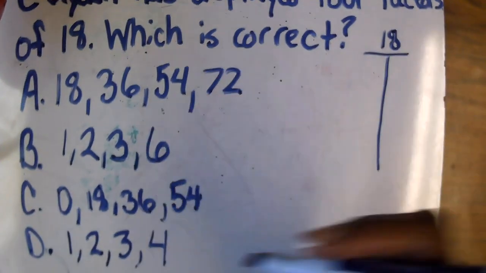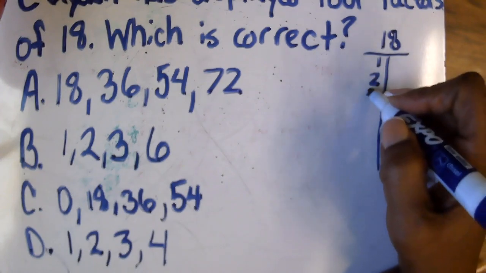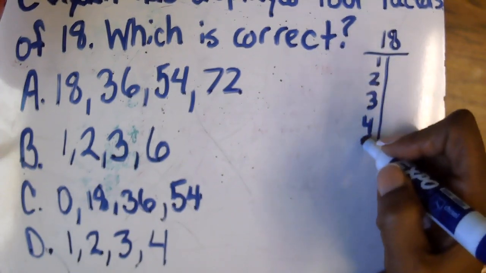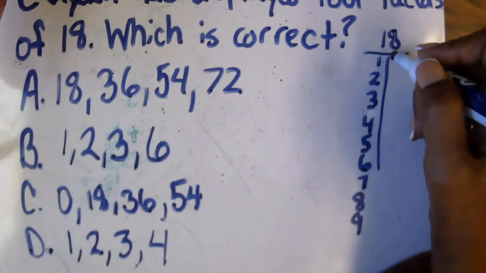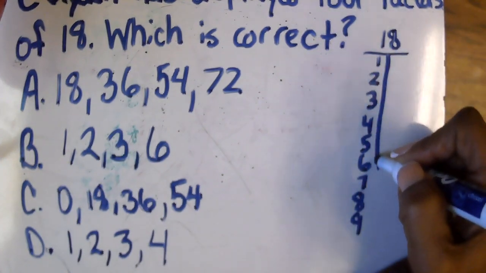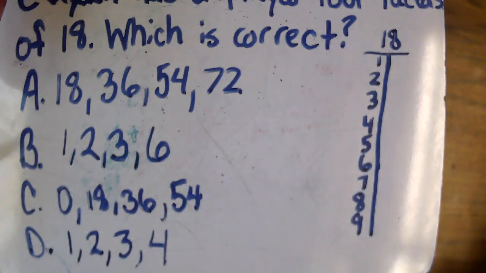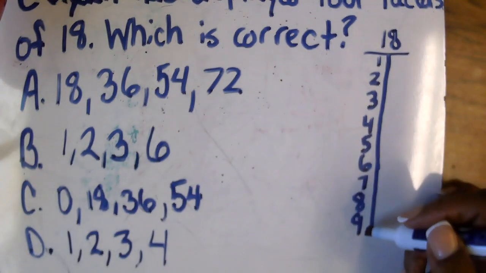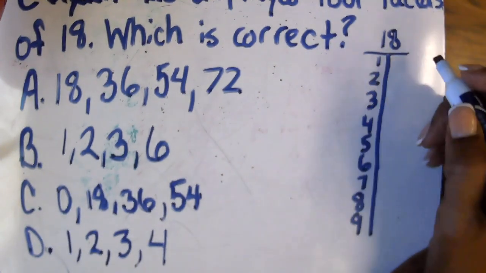If the number is more than 9, we stop at 9 anyway. So 1, 2, 3, 4, 5, 6, 7, 8, 9. So if our number was 100, we're still going to stop at 9. If our number is 1,000, we're still going to stop at 9. If our number is 10, we're still going to stop at 9. Okay? So 1 times what gives us 18? 18.